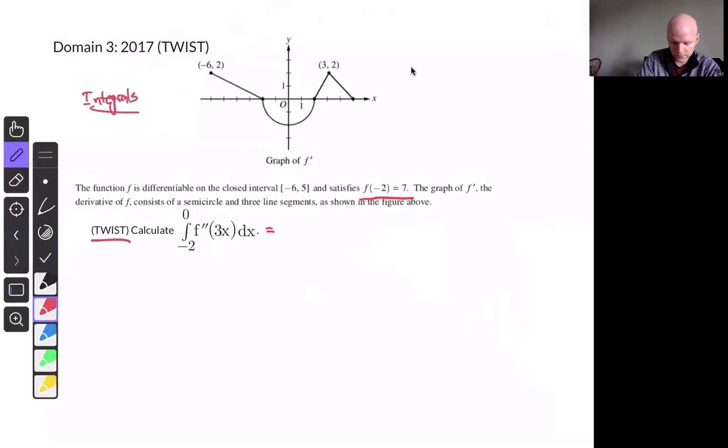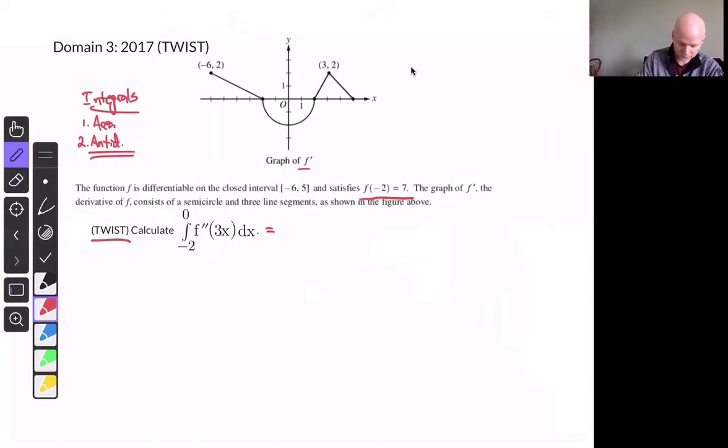Now remember that in order to calculate integrals, you need one of two things. You need to find area, or you need to antiderive. And because this is the graph of F prime, not F double prime, we can't be finding area here. I don't have the graph of F double prime. Can't find area under F double prime if I don't have F double prime. So area is out. But we can antiderive. The antiderivative of F double prime will be something like F prime.